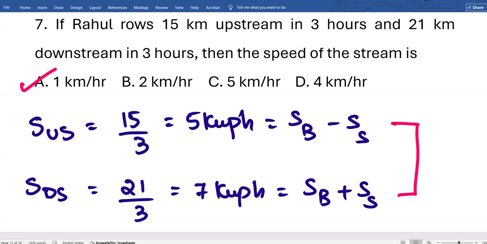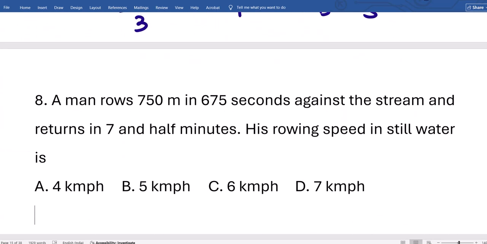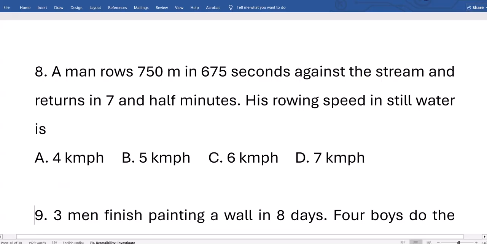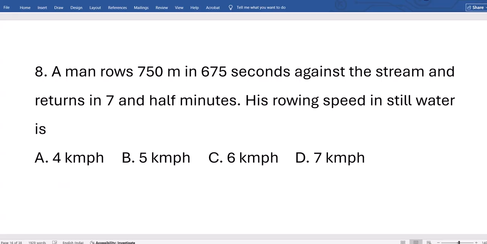Next. This eighth question. Now again related to boats and streams. Plenty of questions related to that. Check this.